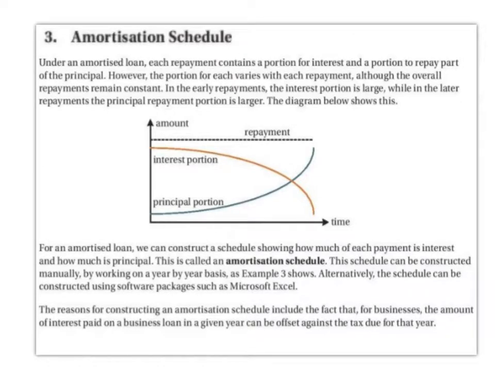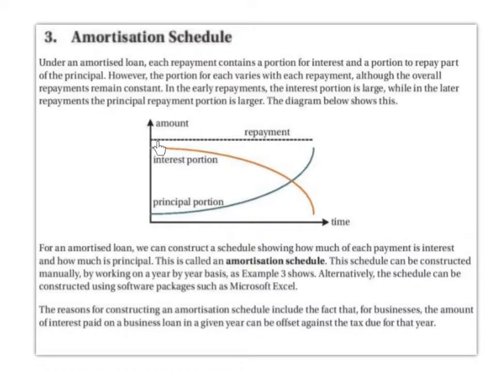Amortization schedule. Under an amortized loan, each repayment contains a portion for interest and a portion to repay part of the principal. However, the portion for each varies with each repayment, although the overall repayments remain constant. In the early repayments, the interest portion is large, while in the later repayments, the principal repayment portion is large. The diagram below shows this.